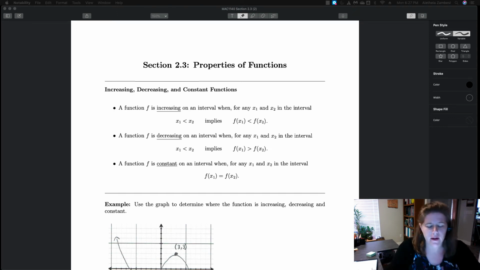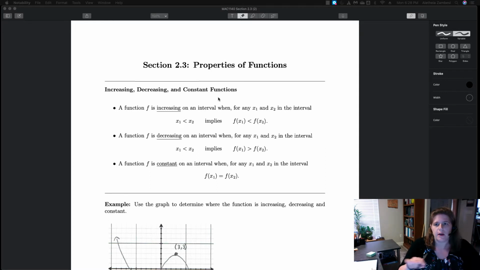Hi, welcome back. Today we're going to be working on section 2.3, which is some of the basic properties of functions. First, I want to talk about increasing and decreasing functions and constant functions. So a function is increasing on an interval if as the x value increases, so does the y.